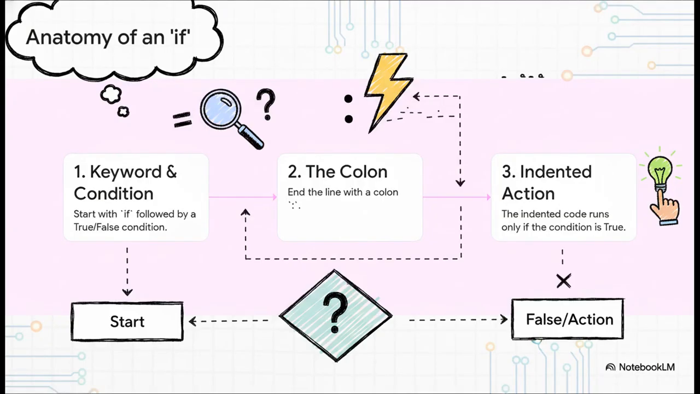And the structure here is actually really straightforward. You just start with the word if, you follow it with a condition you want to test, that's our Boolean expression from before, then you pop a colon on the end, and on the very next line, you indent. And that's where you write the thing you want the computer to do, but only if that condition was true.